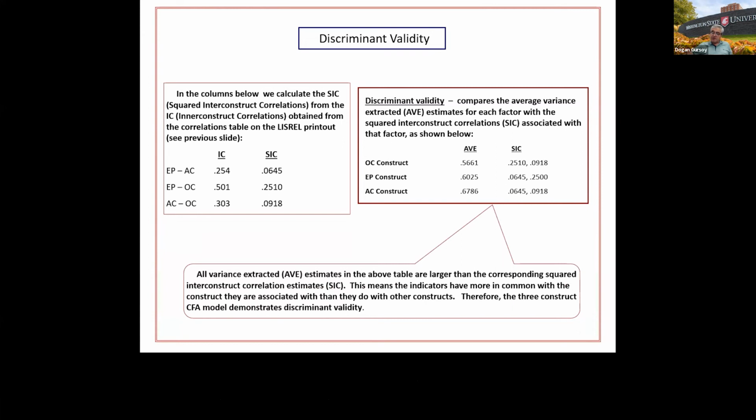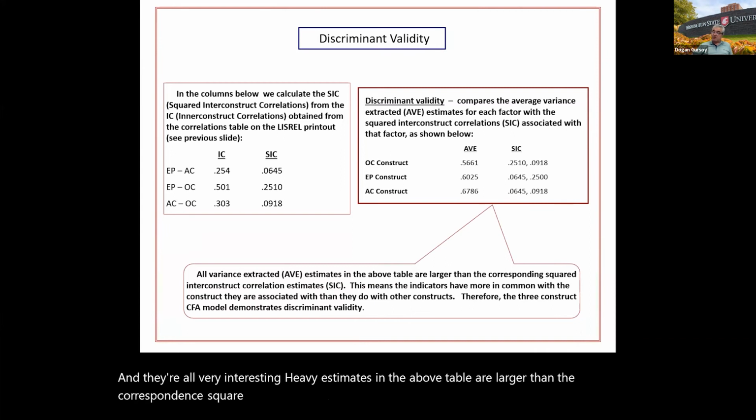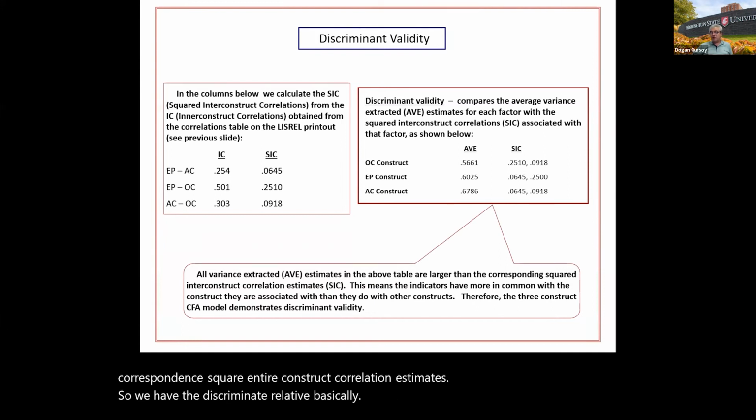And then all the average variance extracted (AVE) estimates in the above table are larger than the corresponding squared inter-construct correlation estimates. So we have discriminant validity, basically. And there are different ways of reporting it in terms of the table. This is one simple way of doing it.